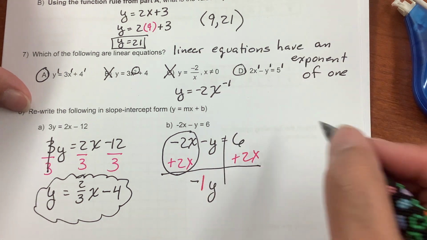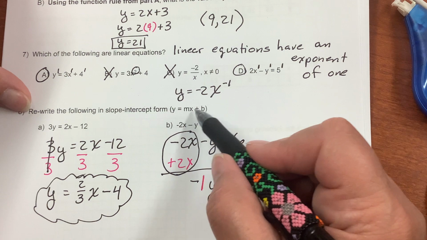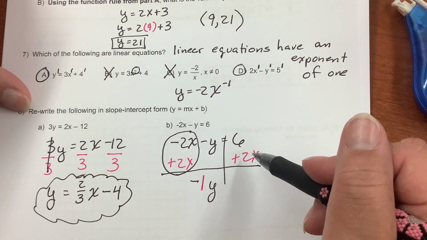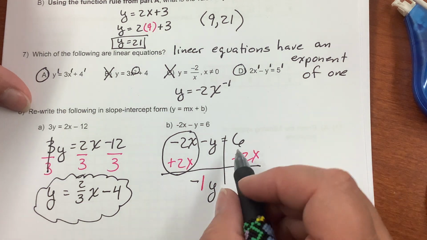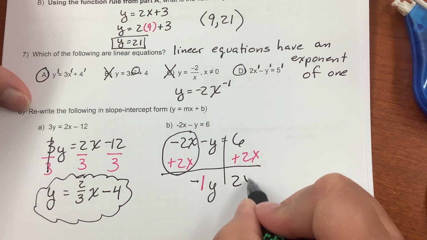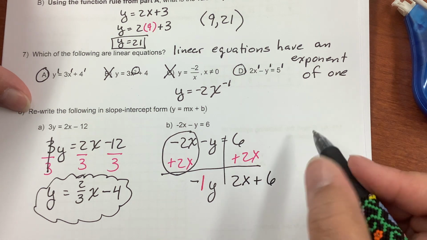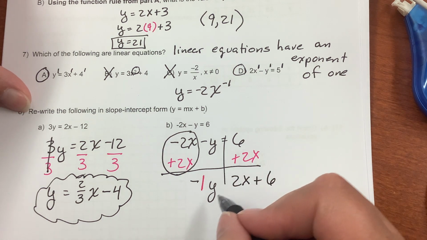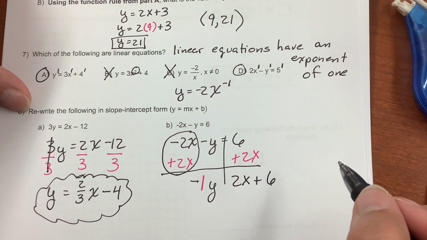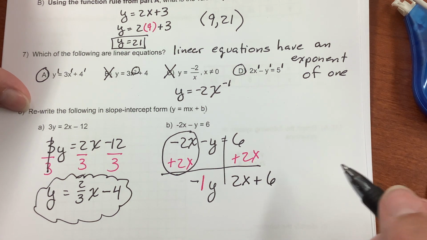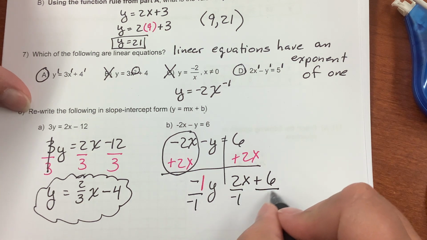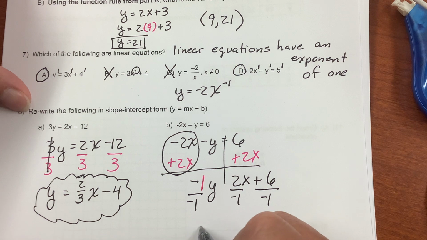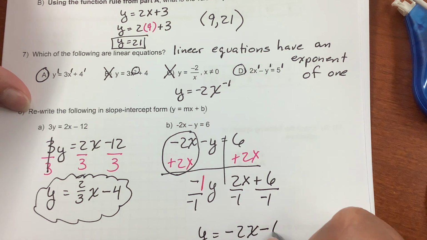And now, what goes first? Well, if I want it in y equals mx plus b form, I kind of have to put the mx first. Sorry, mx. What am I babbling about? Here we go. So 2x plus 6, because I want the x first. Now, I cannot have a coefficient of y. I can't even have a negative 1. So I'm going to divide everybody by negative 1. And that is just a lot of negativity. Y equals negative 2x minus 6.